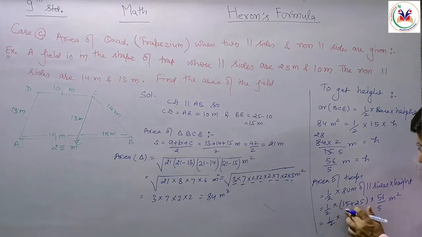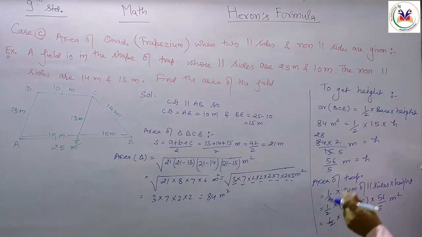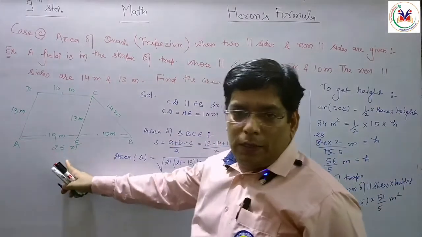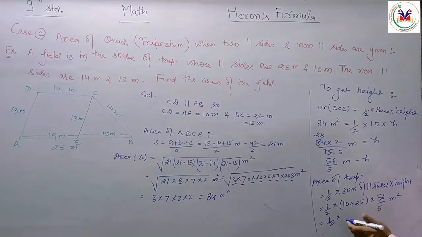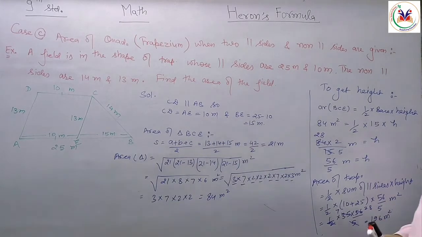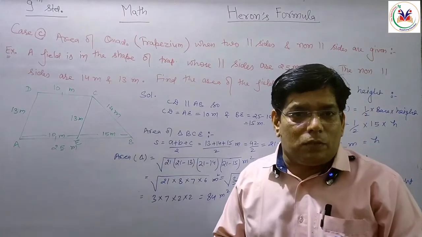So half 15 plus 25, not sorry, 10 plus 25, again I'm telling this is the 10 and 25, these are two sides. So 10 plus 25 is 35 into 56 upon 5, 5 से ये कट 7 times, ये 28 times. Now 7 8 जा 56, 196, 7 8 जा 196 meter square. So the answer will be 196 meter square.